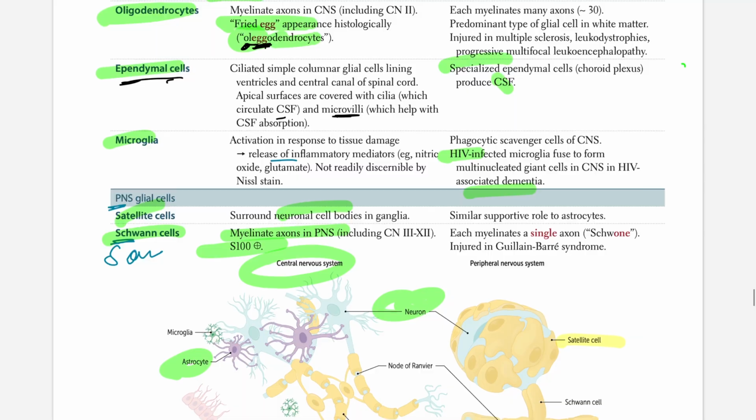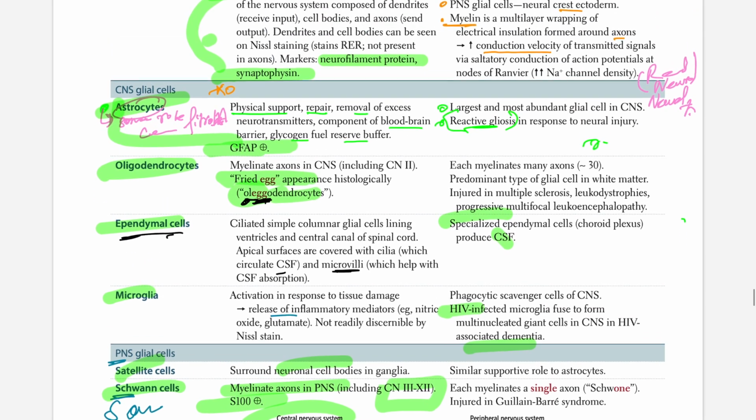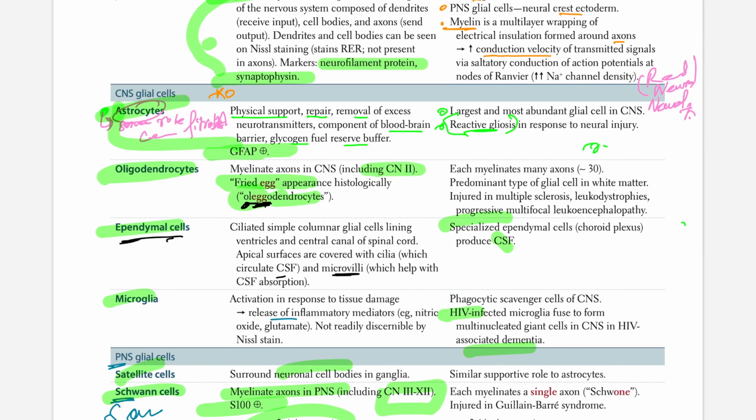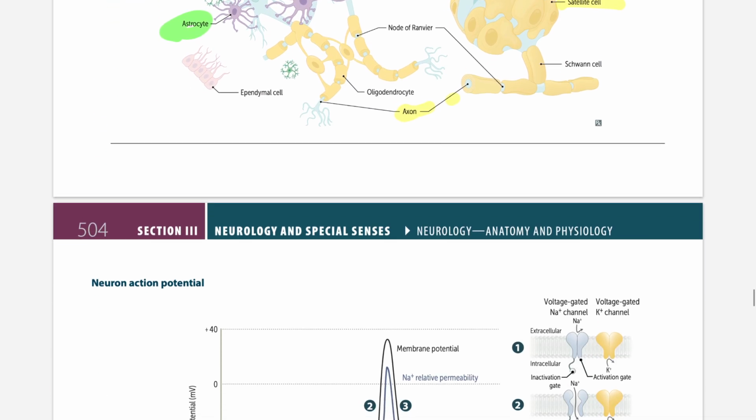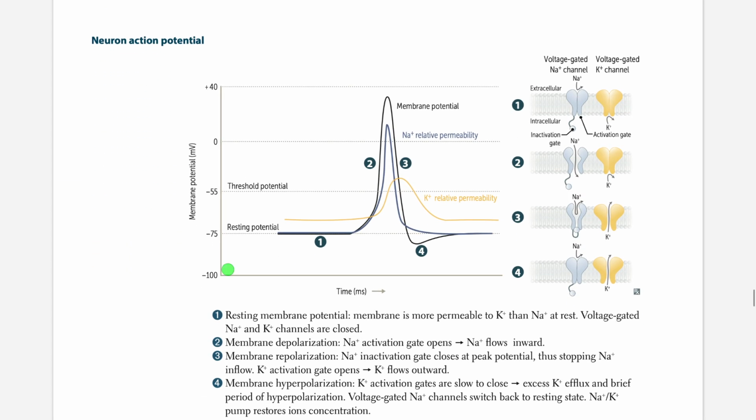Also look at the cranial nerves, high yield: cranial nerve 3 to cranial nerve 12. And cranial nerve 2 is myelinated by the oligodendrocytes. And that is all for this one. Let's move on with the next one.